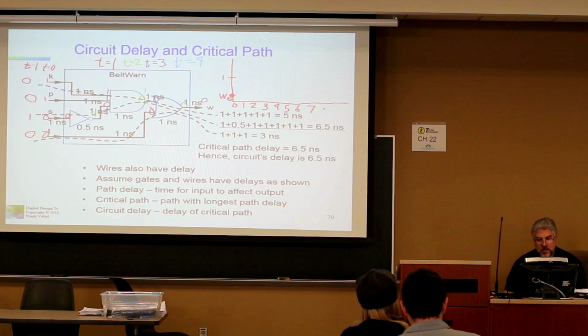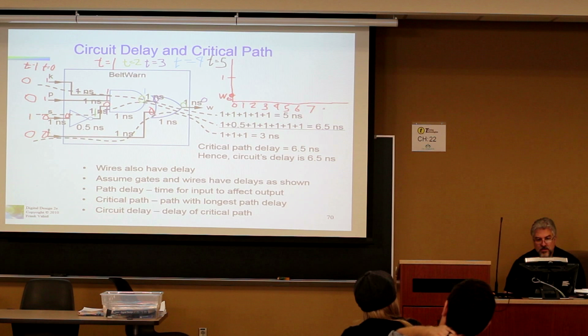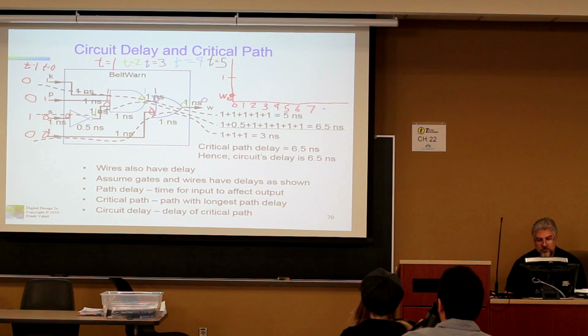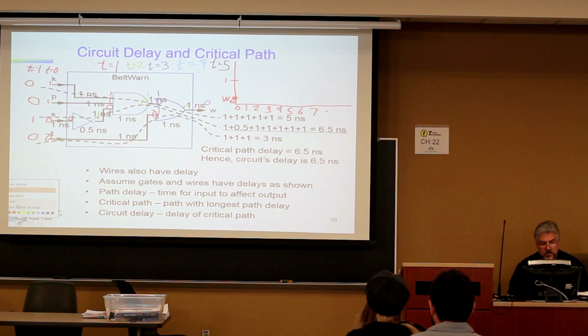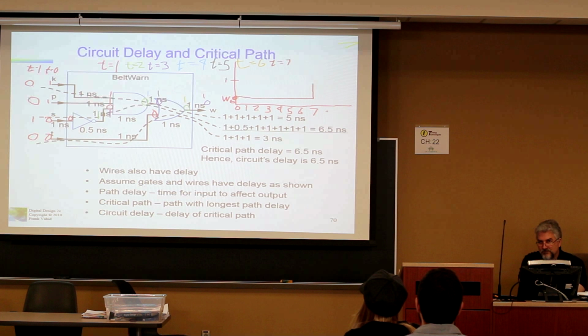At time equals 5, we have 1 that now has made its way here, and so this is a 1. Time equals 6. The OR gate has exited, and that's now a 1. And at time equals 7, that's not a good color. Let's pick another one. Magenta. This one is now propagated, and so at time 7 is when we get the increase. Actually, it'll be at 6.5. So before that time, it was all 0. Does everybody understand that?